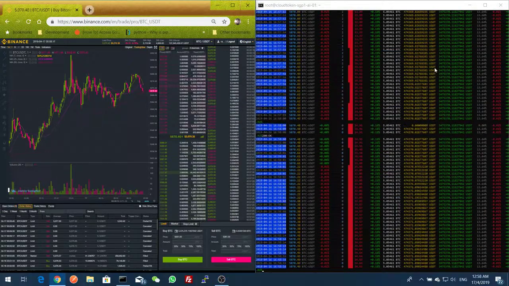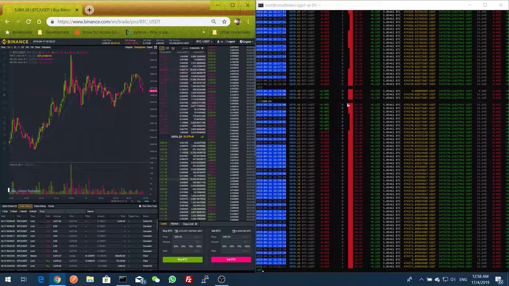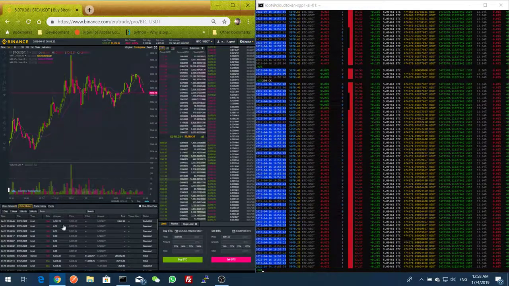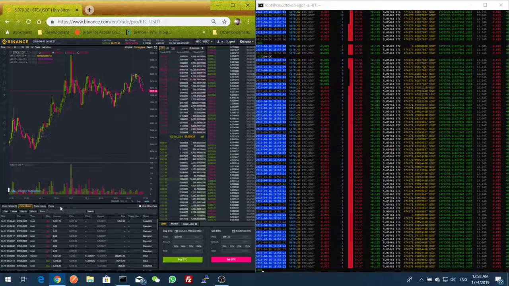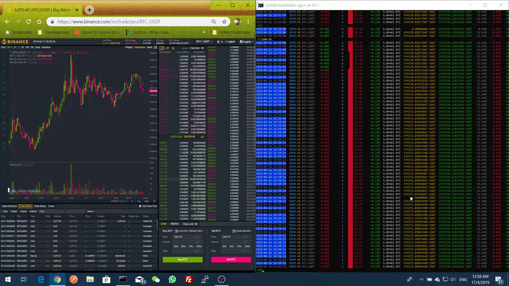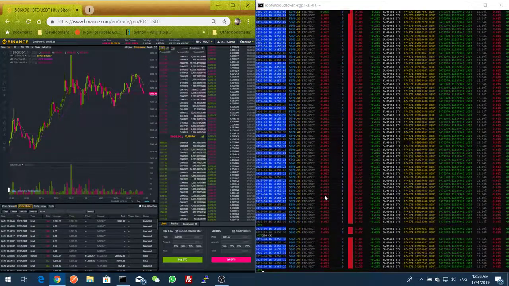Okay, hi guys. I've promised you guys to show you the Binance trading platform here, together with our bot running side by side. So now the bot has been running, and it actually captured the price, which you can see here.